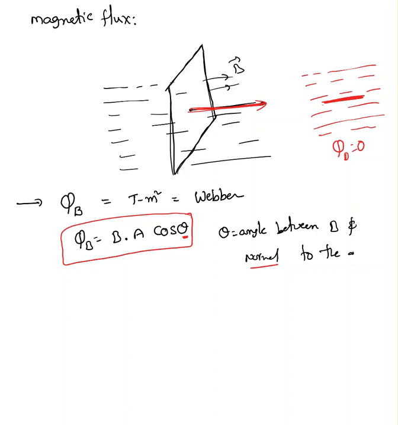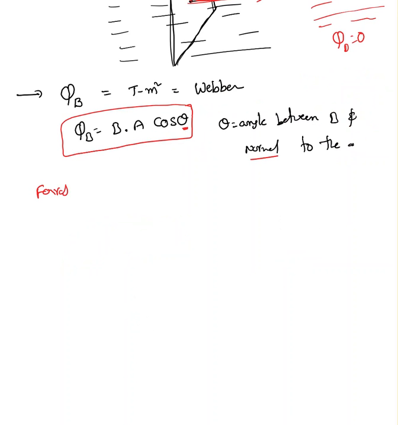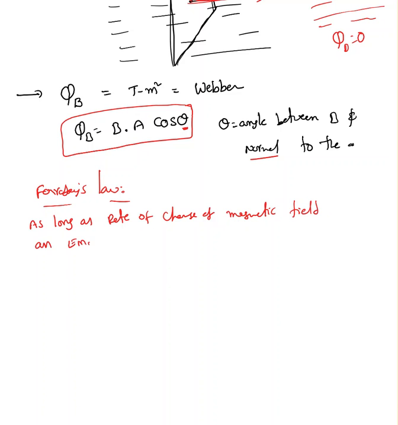Now I'm going to talk about Faraday's law. According to Faraday's law, as long as there is a rate of change of magnetic field, an EMF is induced across that conductor. So here the induced EMF, we always indicate with E, equals the rate of change of magnetic field, induced EMF across the conductor.